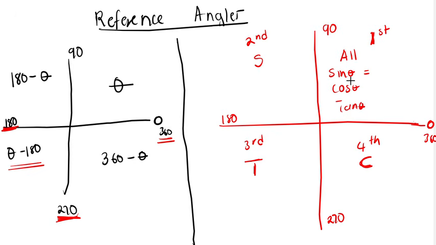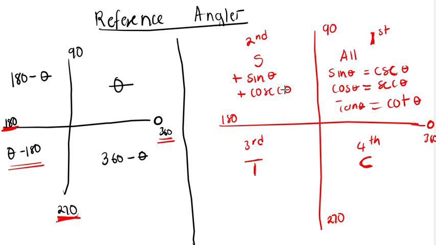Even the reciprocal of sine, which is cosec, is also positive. The reciprocal of cos, which is sec, is also positive. The reciprocal of tan, which is cot, is also positive. What is only positive in the second quadrant? It is just sine and cosec. The rest are negative. In the third quadrant, the only thing that is positive is tan, so tan is positive and cot is also positive. The rest are negative.